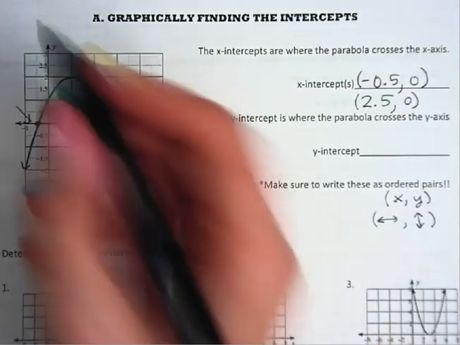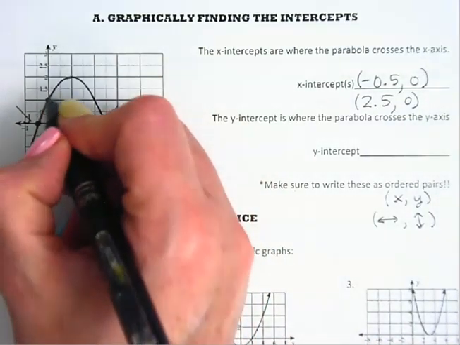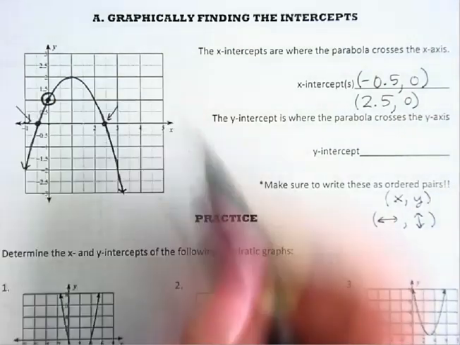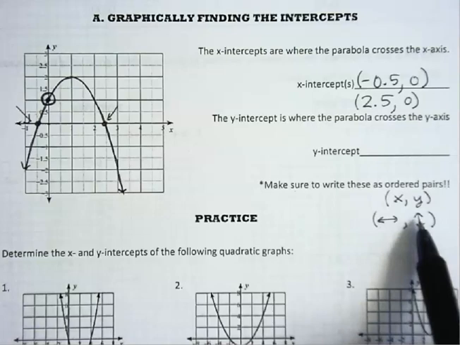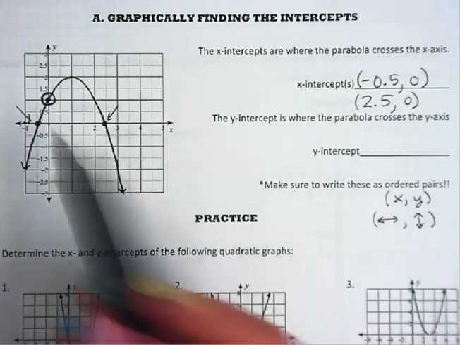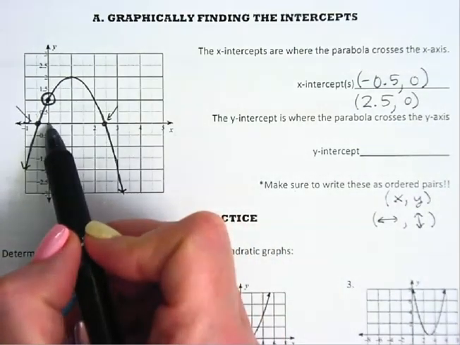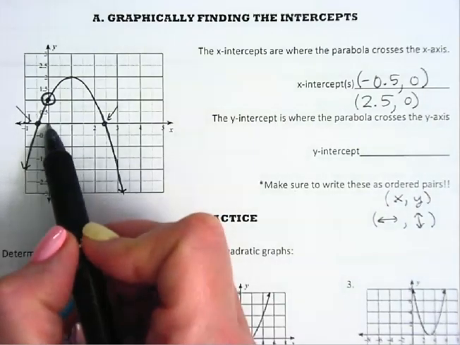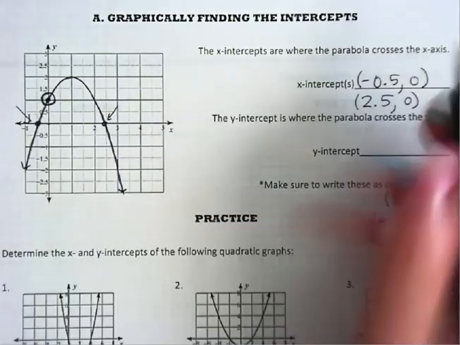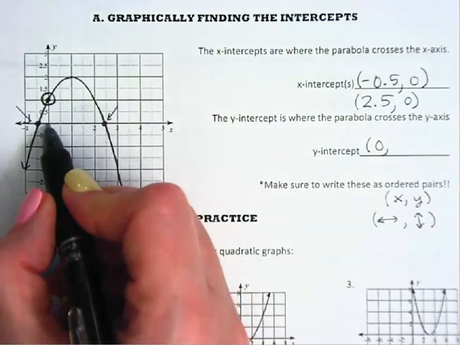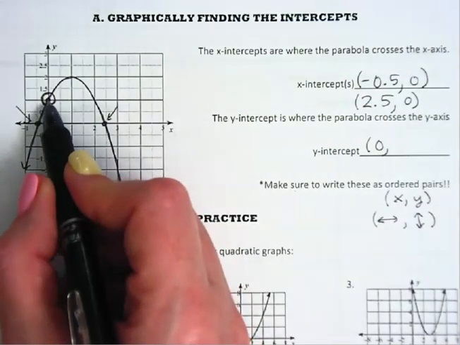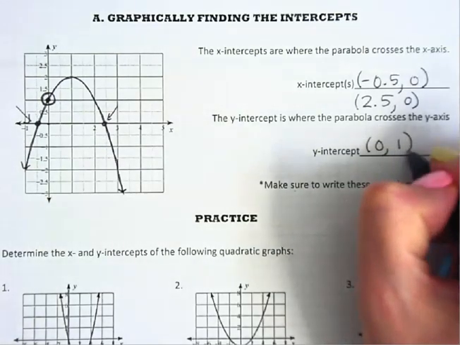Now the y-intercept is right here where the parabola crosses the y-axis. So I need to find the left-right direction and the up-down direction to get there. So I go back to my 0, 0. I don't have to go left or right at all to get to that point. So my x-coordinate is 0. But I do have to travel up to get there. So that's the positive direction, and it's positive 1.